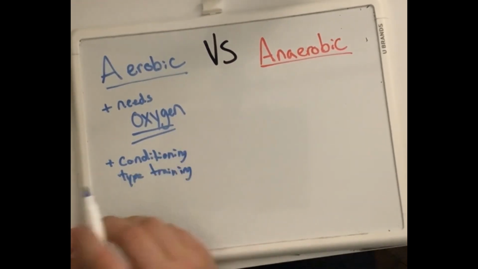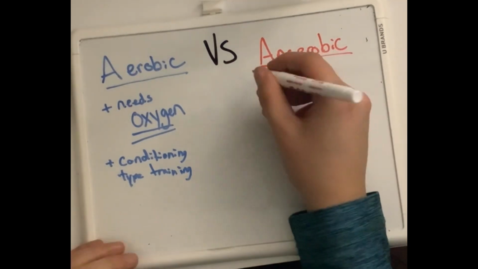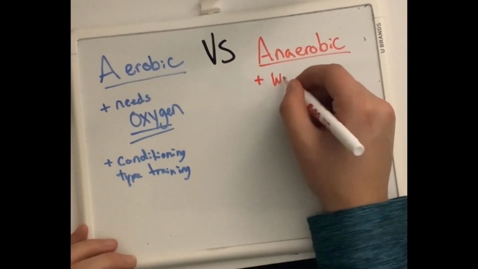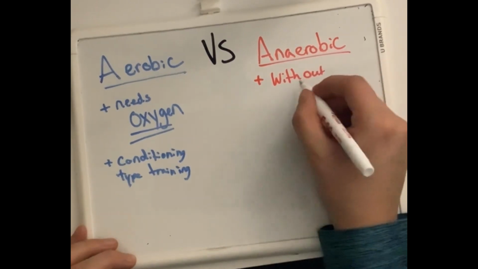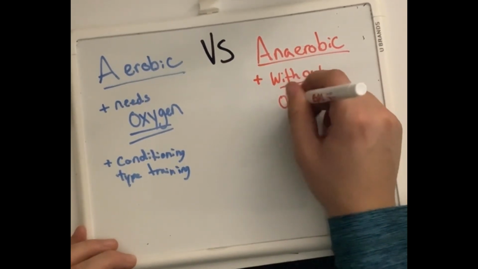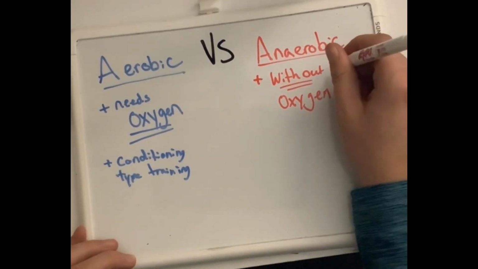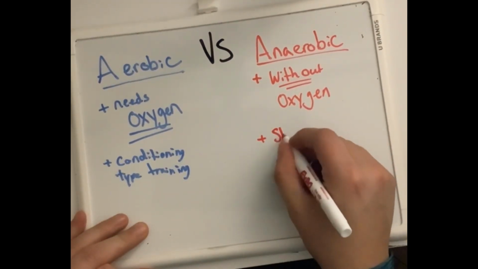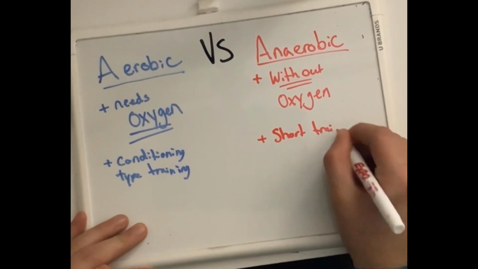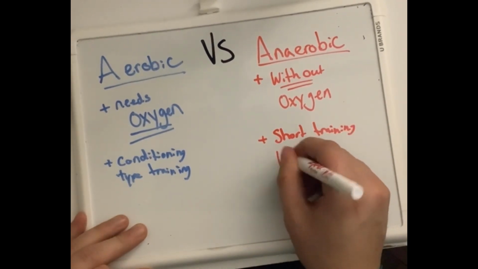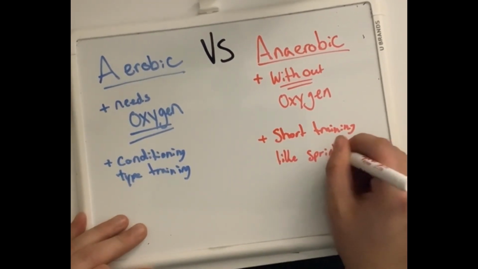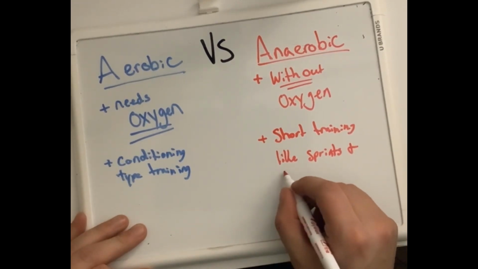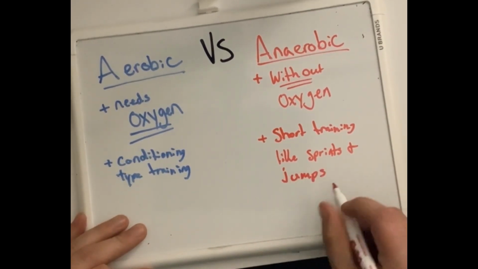Now, anaerobic is without oxygen, so you do not need oxygen to energize the muscles or those contractions of the muscles. It is considered things that are short-winded or short-timed, such as sprints or jumping exercises, things that use those explosive movements, kind of like how we talked about our fast twitch fibers.